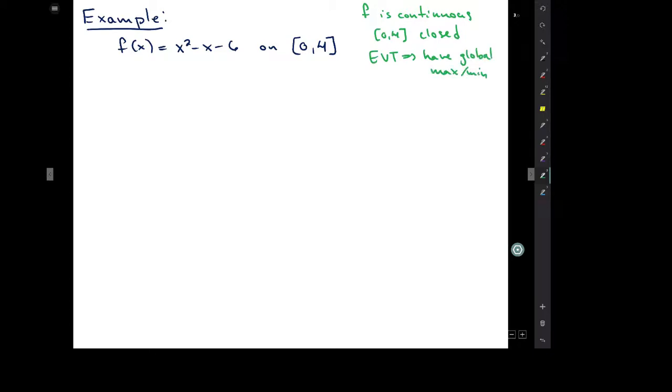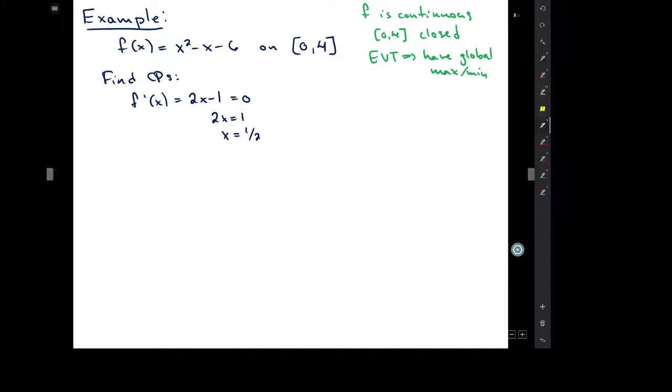We know that already. Okay, so like we just said, we need to find critical points. In order to find critical points, I need the first derivative. The derivative in this case is f prime of x equals 2x minus 1. I need to check where that's equal to 0, so I have 2x equals 1, so x is 1/2, and that is my critical point.